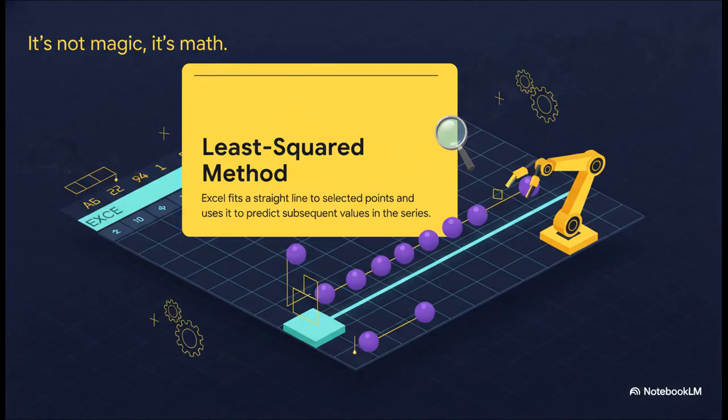See, it's not magic at all, it's math. The autofill function uses a really cool principle called the least squares method. It takes the data points you give it, it mathematically fits a straight line to them, and then it uses that line to intelligently predict the next values in the series. It's a super smart prediction, not a guess.